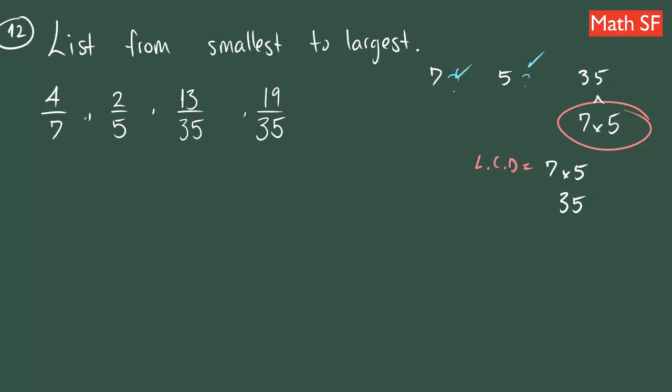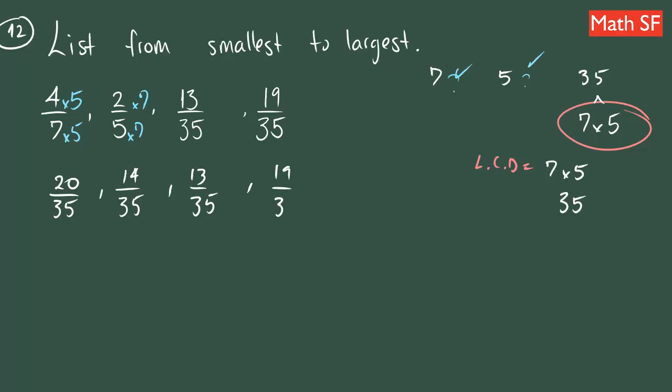Now let's make each denominator 35. 7 times what gives you 35? 7 times 5. If I multiply by 5 here, I should multiply by 5 on top in order to have an equivalent fraction. 4 times 5 is 20, so 20 over 35. Now 5 times 7, top and bottom, and 2 times 7 is 14, so 14 over 35. And this was already 35, so just keep it with the 35. Now I'm putting them underneath so you can make sure these fractions are equivalent, these fractions are just the same.